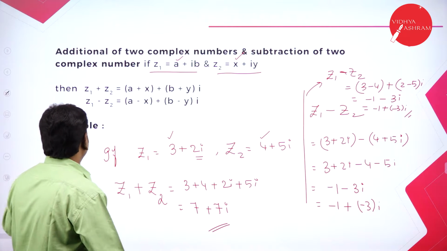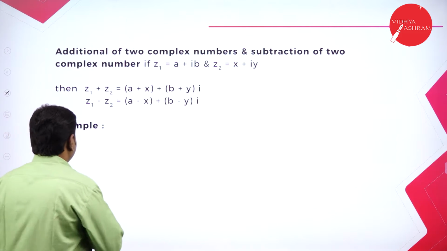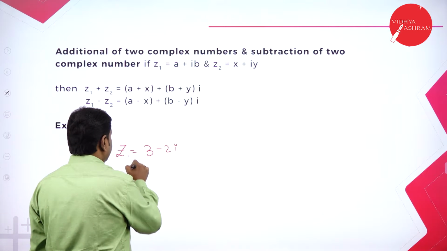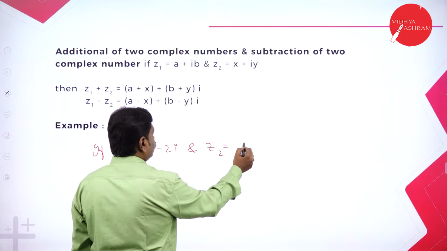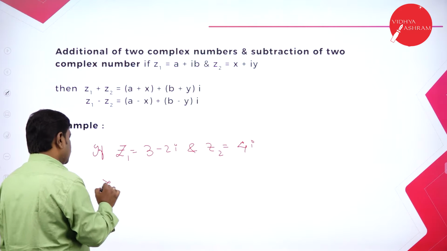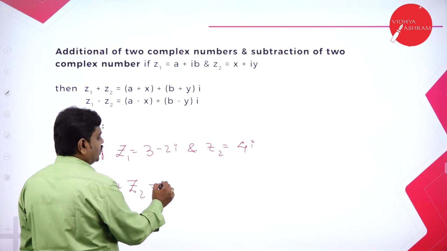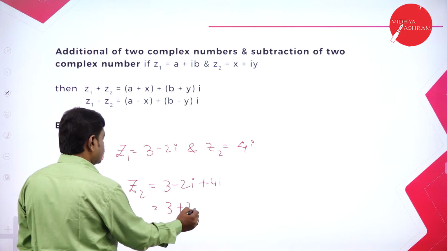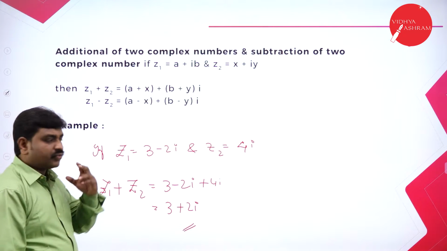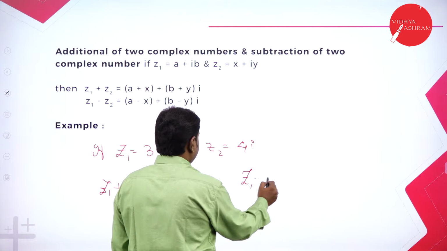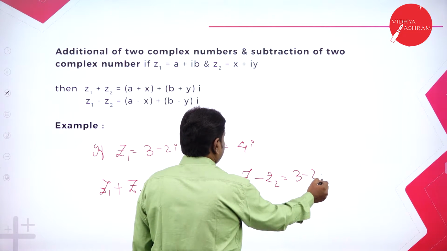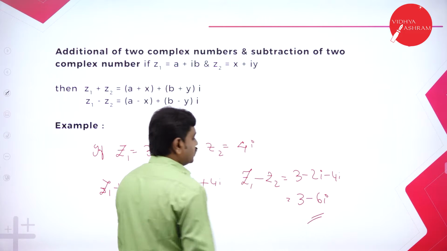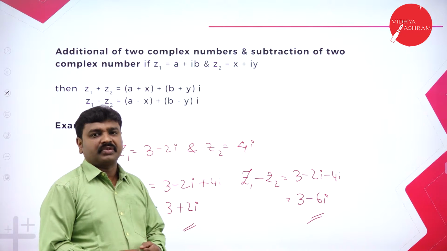That's all. So now if I ask you to find, if z1 is equal to 3 minus 2i and z2 is equal to 4i, what is z1 plus z2? Normal addition, 3 minus 2i plus 4i, that is 3 plus 2i. Then if I ask you to find z1 minus z2, what is it? Subtract. So 3 minus 2i minus 4i is 3 minus 6i. So that is subtraction and addition of two complex numbers.